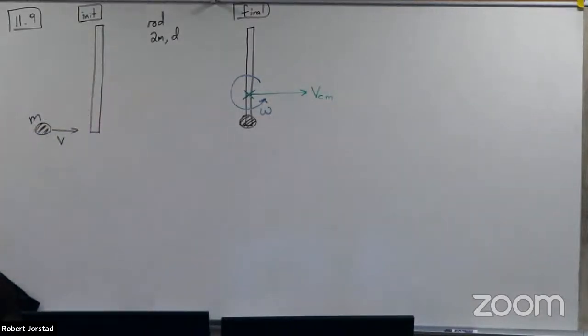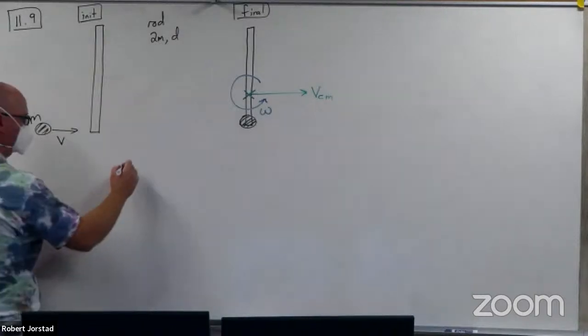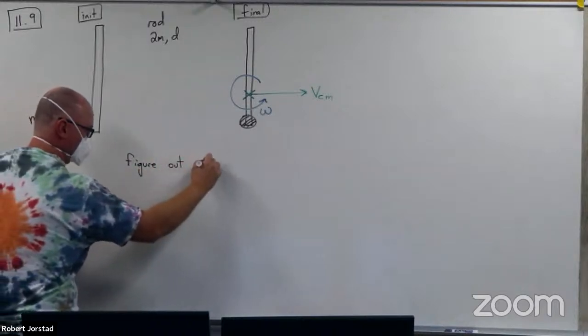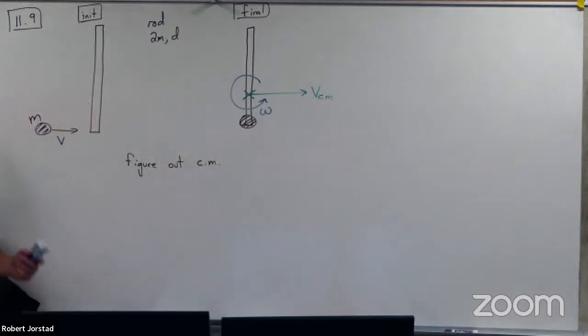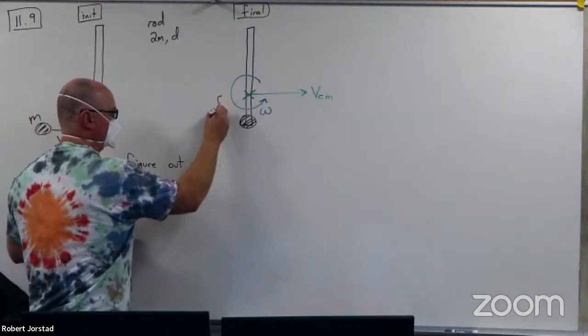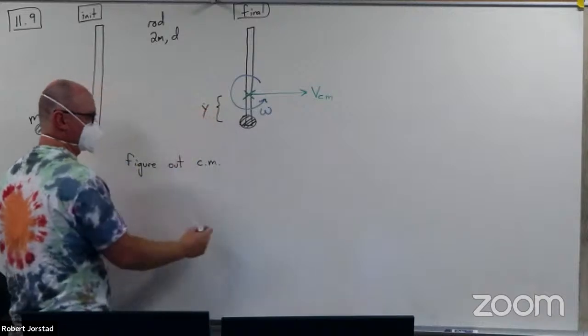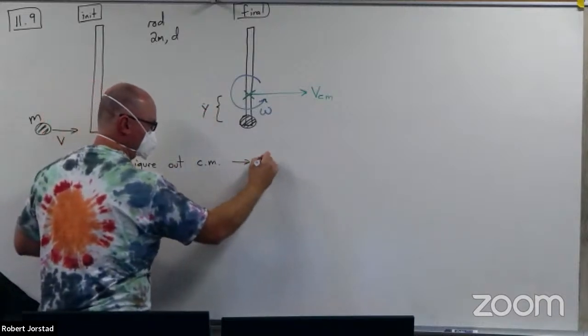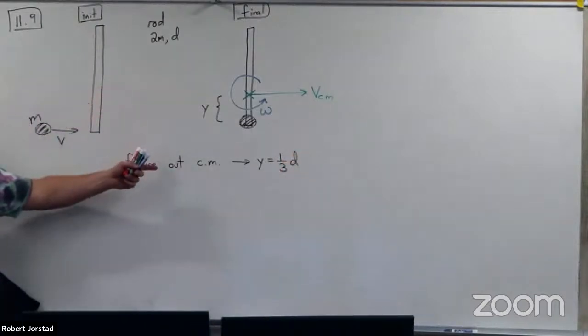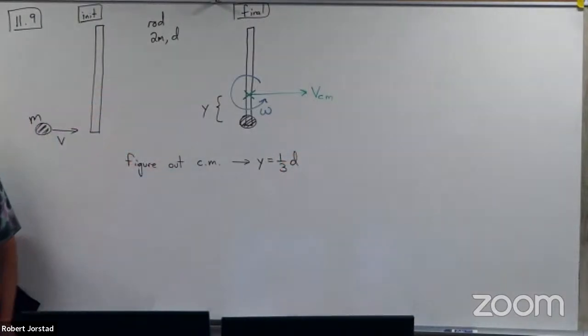So now, what do we have to do? The steps involved would be: figure out center of mass. Agreed? Now, we did that already, so I'm just going to write it. In this case, I'll call this distance y. Y would happen to equal 1/3 d because it's the same as what we just did. Is everybody okay with that?